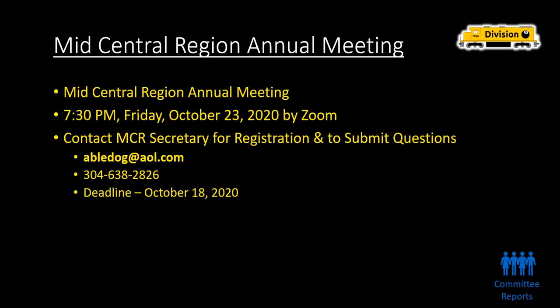If you did not see the email, I want to make sure everybody knows that Mid-Central Region's annual meeting is Friday, October 23rd, at 7:30 p.m. by Zoom. If you want to attend, send an email to abledog@aol.com, who is the Mid-Central Region Secretary, for registration. Also, if you want to submit any questions, you can use that same email. If that doesn't work for you, you can leave a voicemail at the phone number on the screen. The deadline for both is tomorrow, October 18th.